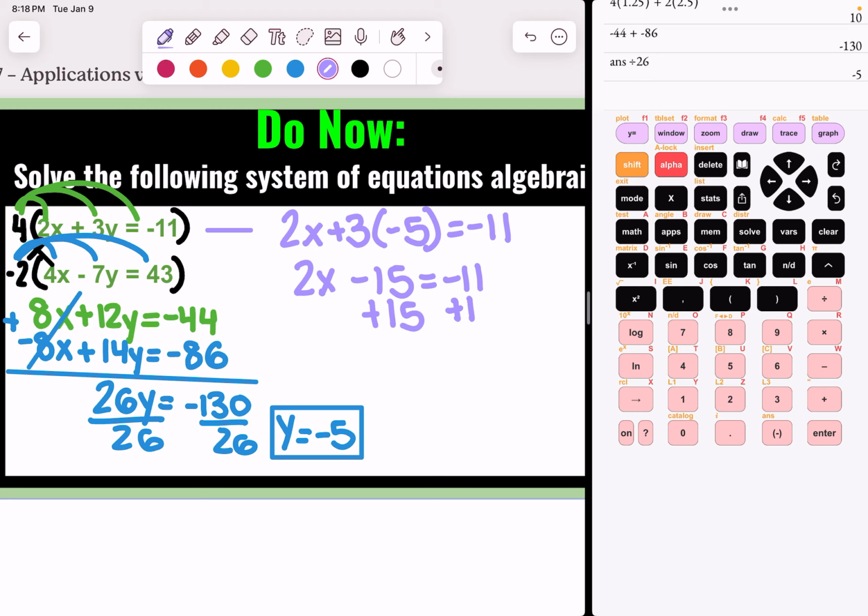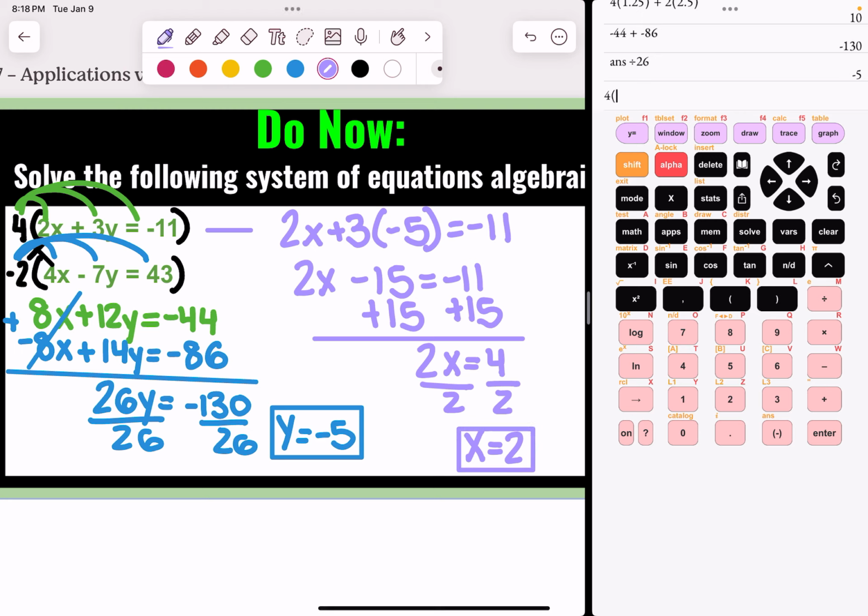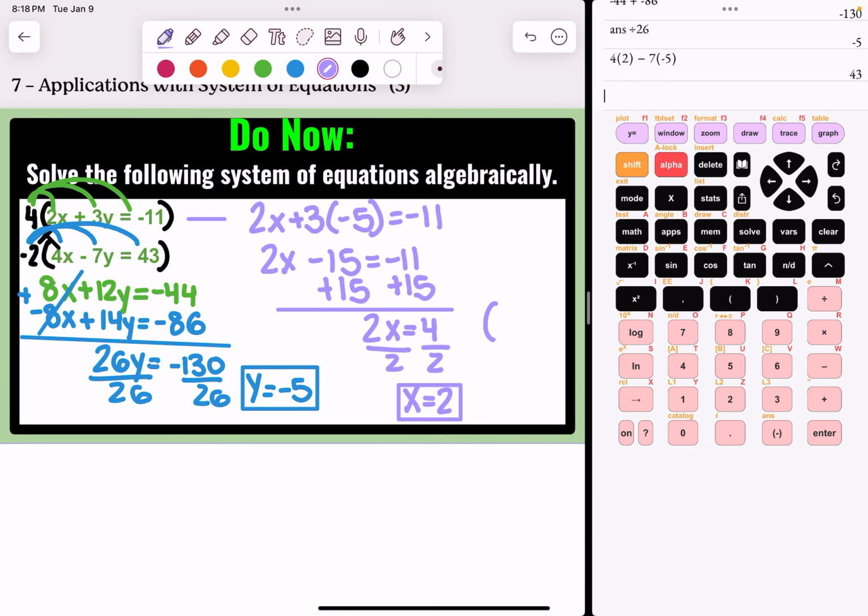I will add 15 to both sides. That will get me 2x equals 4. Divide both sides by 2. And I get x equals 2. I want to check with the bottom equation to make sure this is correct. So 4, instead of x, I'll put 2. Minus 7, instead of y, I'll put negative 5. And it does equal 43. So my final answer is 2, negative 5.